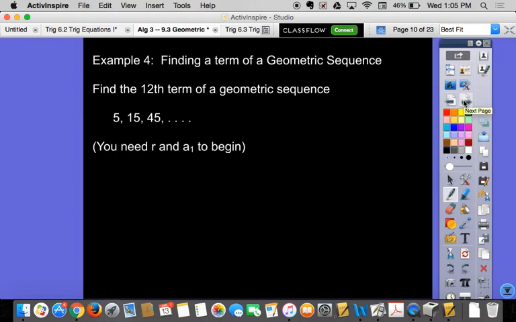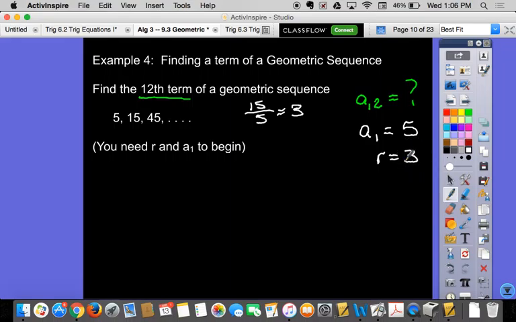Example 4, finding a term of a geometric sequence. This one asks for the 12th term, so that's what we're looking for. And then it just gives you a portion of the sequence. Well, you've got to look at it and come up with the fact that it starts with 5. And then you're supposed to figure out what your ratio is. Remember, your ratio is built on the second one divided by the first one. Well, there you go. Ratio is 3.